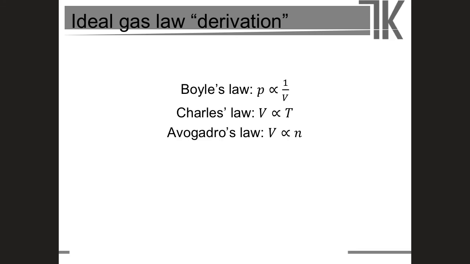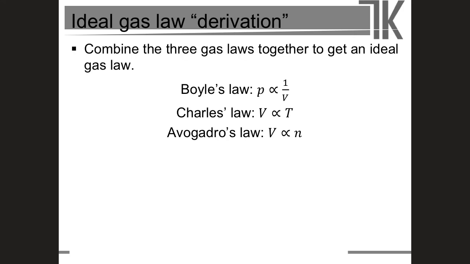So we had a look at some of our ideal gases and we came up with 3 relationships. Boyle's law, pressure is inversely proportional to volume. Charles's law, volume is proportional to temperature, and Avogadro's law, volume is proportional to the amount of substance in the gas. So I'd like you to take a moment and try to combine those three laws into an ideal gas law. Pause the video now.